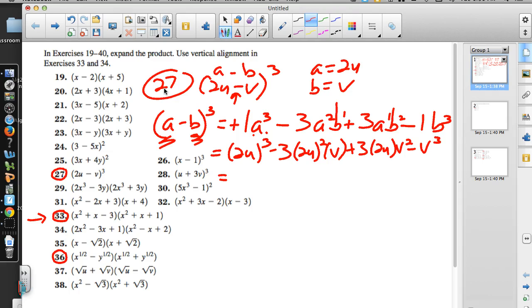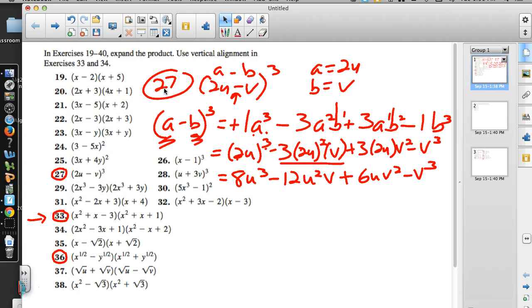And now we're going to simplify. 2 to the third is 8, so 8u cubed. Follow the order of operations for the second term. 2 squared is 4, 4 times 3 is 12. Then we have 3 times 2 is 6, uv squared, minus v to the third. And you have it done. So again, don't let the letters mess with you here.